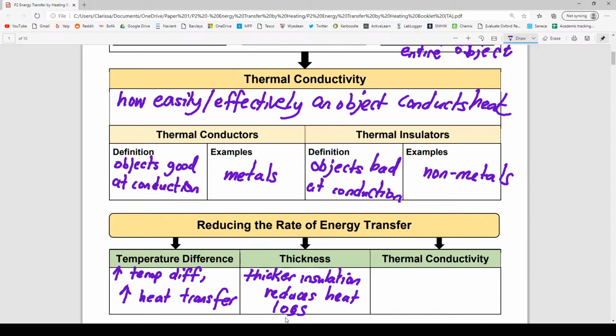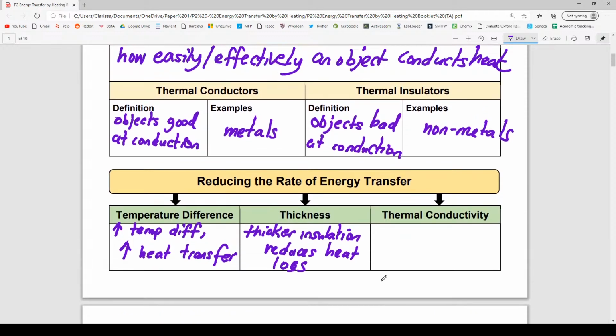So when it comes to reducing heat loss, if we have a thicker material to insulate you, that's going to be more effective than something that is thin. And that's not to say that thin materials can't insulate. It's just one factor is if you have the same type of material, the thicker the better.